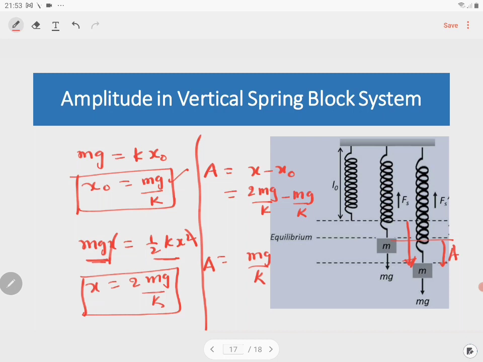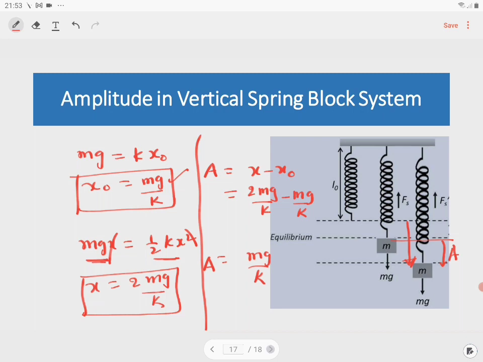Again I will repeat. When you connect a block of mass m to an unstretched spring, and if you release it slowly, it will come to equilibrium position. If you release it suddenly, it will execute SHM. What is the amplitude of that SHM? The total elongation of the spring in the second case, when you release it suddenly, minus the equilibrium elongation of the spring will give you the amplitude.